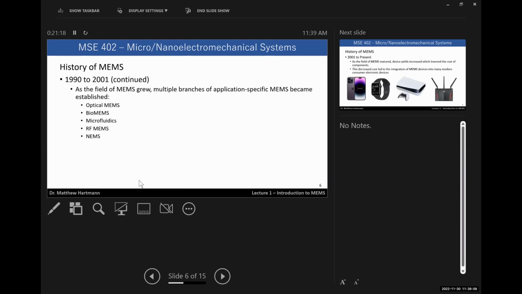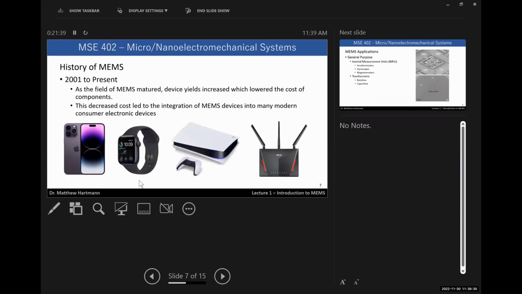So as the field of MEMS became more established, multiple different branches of MEMS grew. Optical MEMS, bio-MEMS, microfluidics, RF MEMS, and NEMS all effectively hit their infancy in the mid to late 1990s, and we're going to talk about all of those areas in more detail later on. And then once we hit the 2000s, that's where the switch from industrial applications to consumer applications came about.